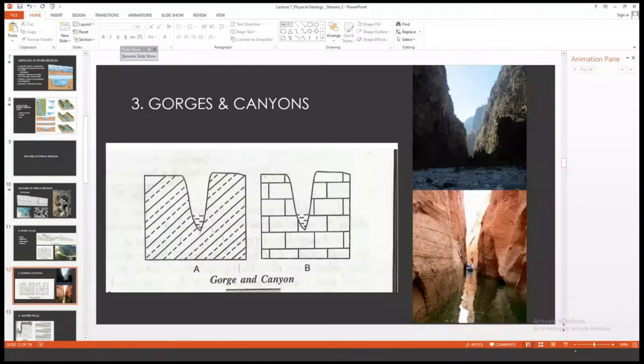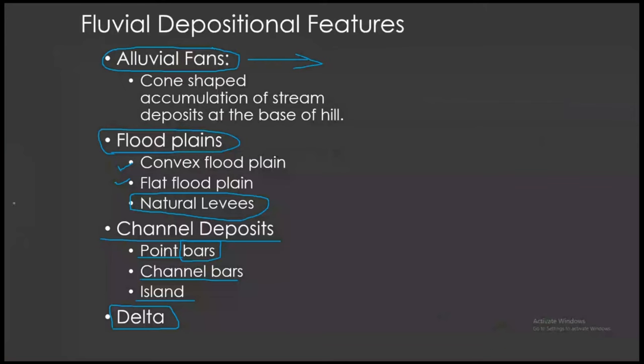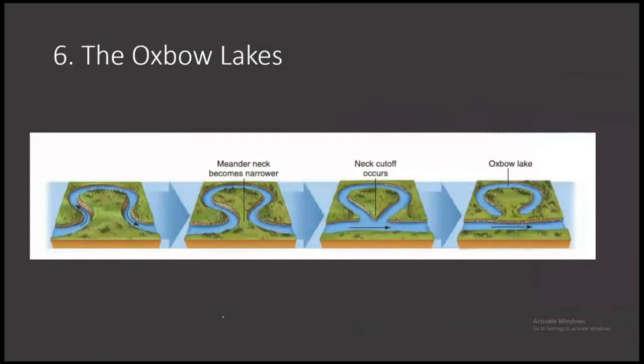So we discussed the deposition of rivers in alluvial fans. We have discussed floodplains, point bars, channel bars, and islands. We have discussed the delta. Now one last thing about the river, that is the oxbow lake.